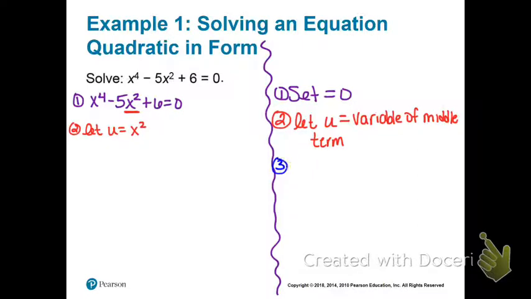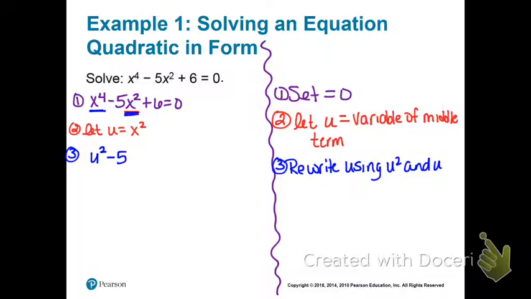So for step 3, we're going to rewrite using u squared and u. Okay, so because we let u be that middle variable and we're going to set this up to be quadratic in form, we're going to rewrite now, instead of x to the 4th, we're going to put u squared minus 5. Instead of x squared, we're going to put u plus 6 equals 0. Now, if there had been a number in front of that x to the 4th, we would put that number in front of the u squared, okay?